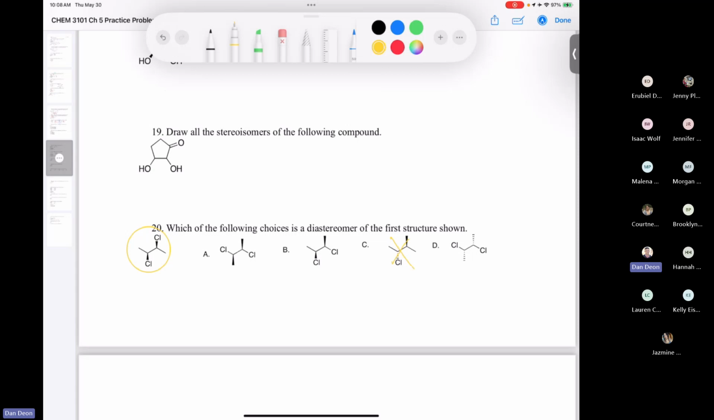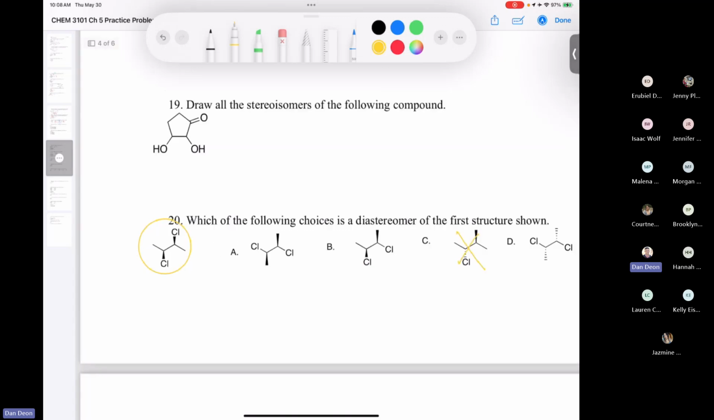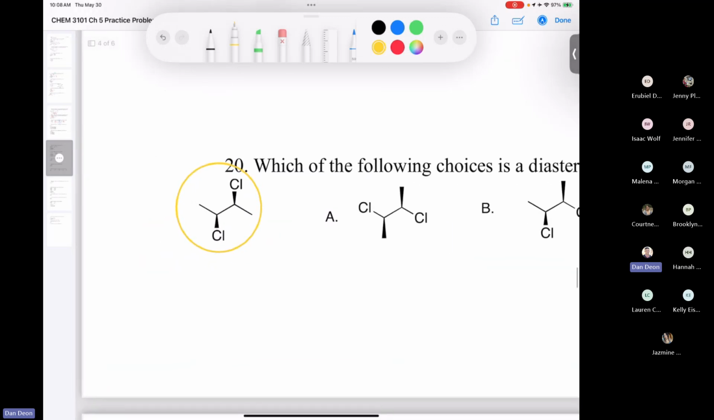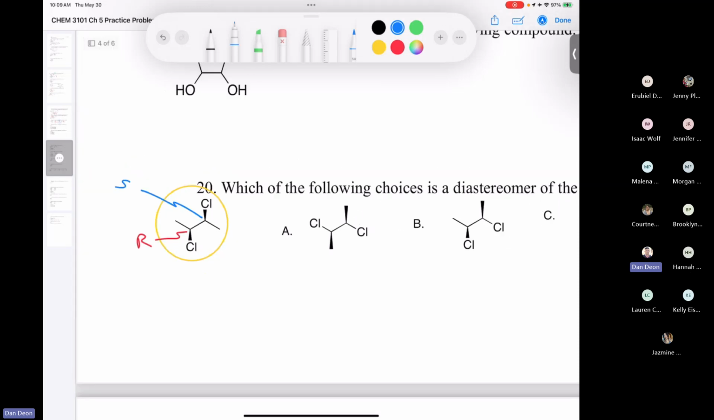So instead of rotating all the bonds, I think the easiest thing to do is just to determine whether the stereocenters are R or S. If we do the one on the far left, we see that this stereocenter, we go from 1 to 2 to 3 like this. So this is going to be an R stereocenter. I'll put R for this one. And then this stereocenter here, I go 1, 2, 3. So this one is going to be an S stereocenter.